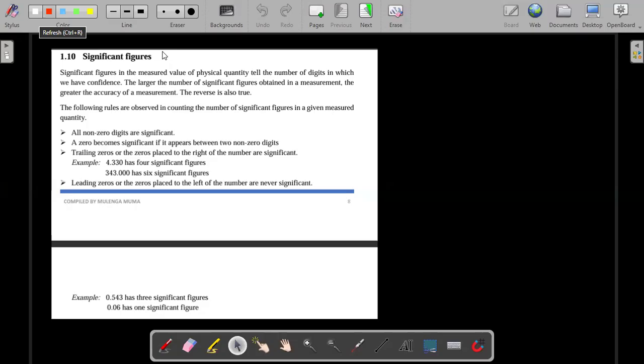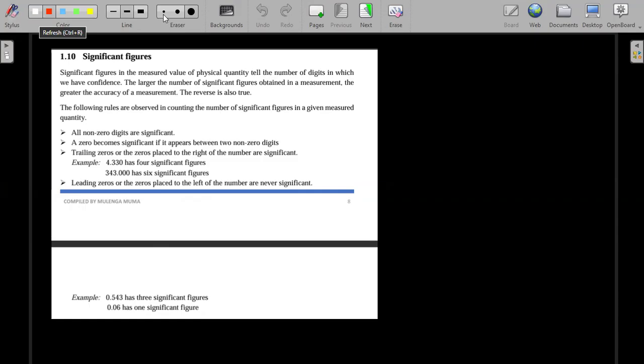From where we ended last time, we'll do significant figures, then we'll be moving on. Okay. So what are significant figures? What do you understand by significant figures? What are they? What do we use them for?